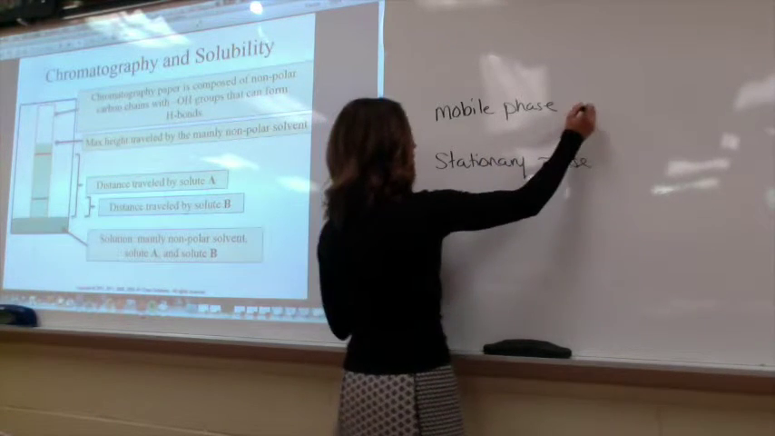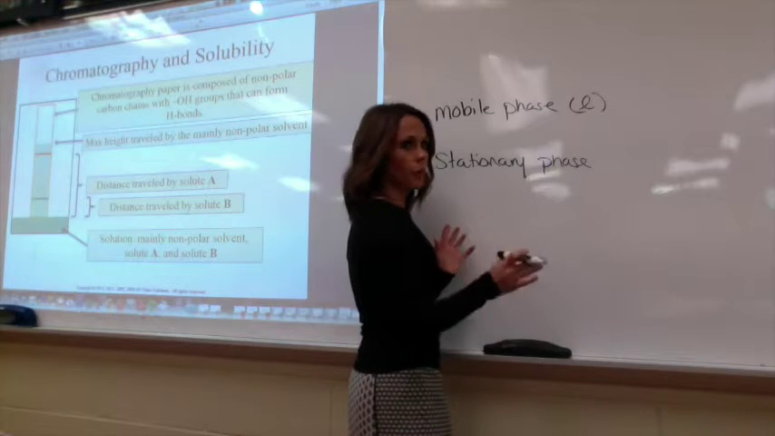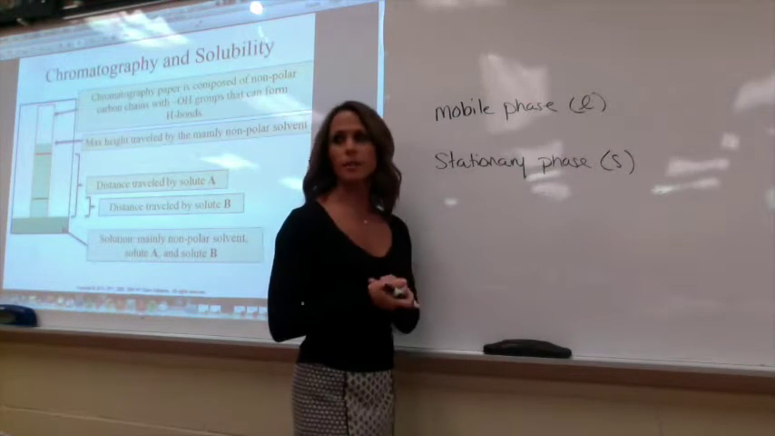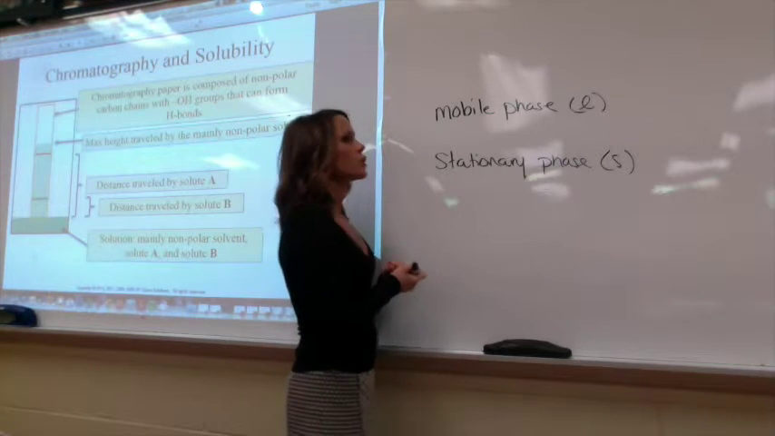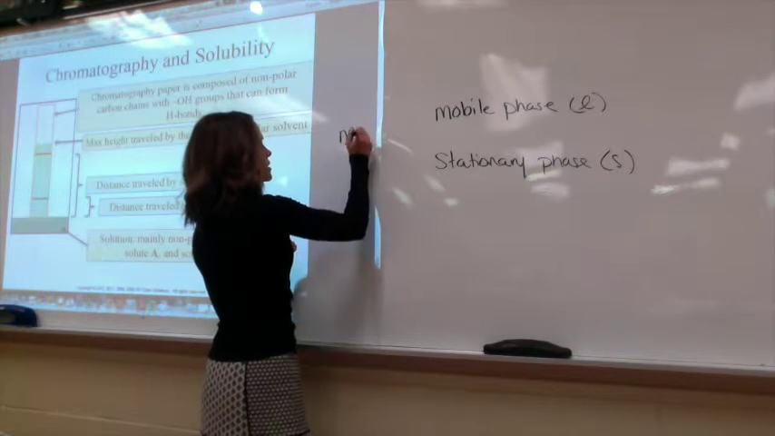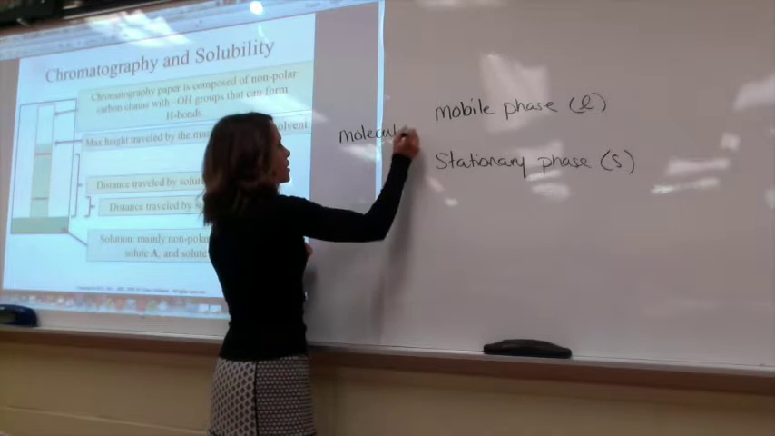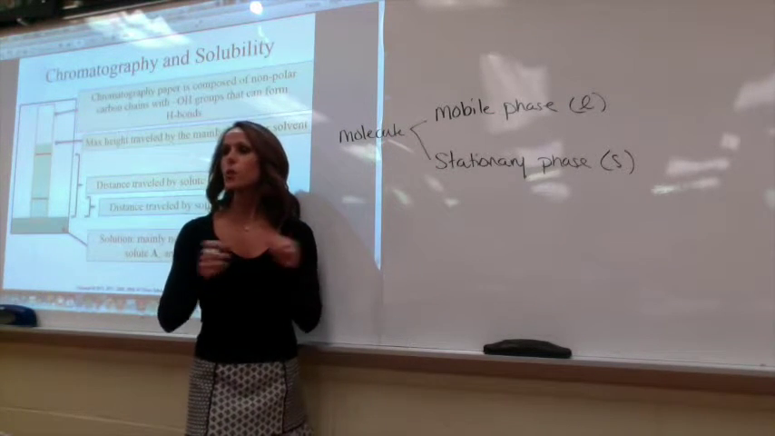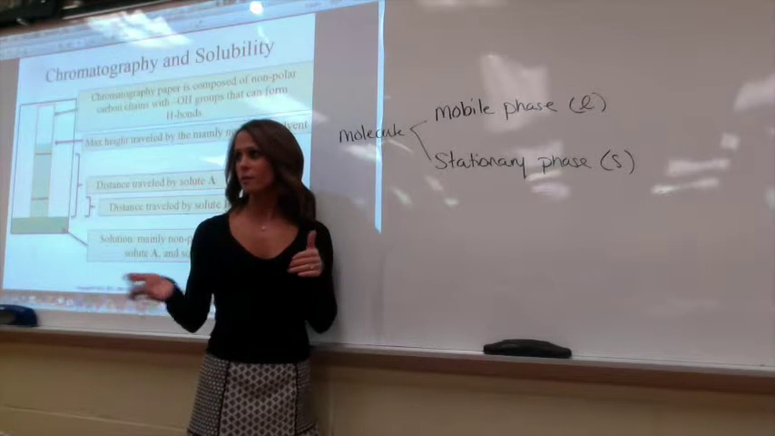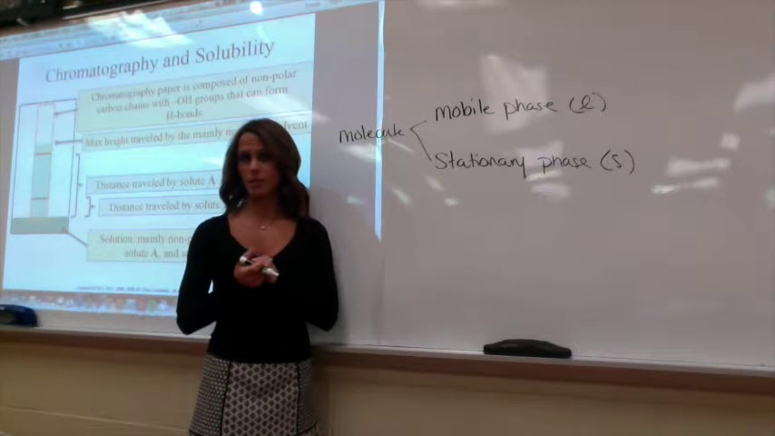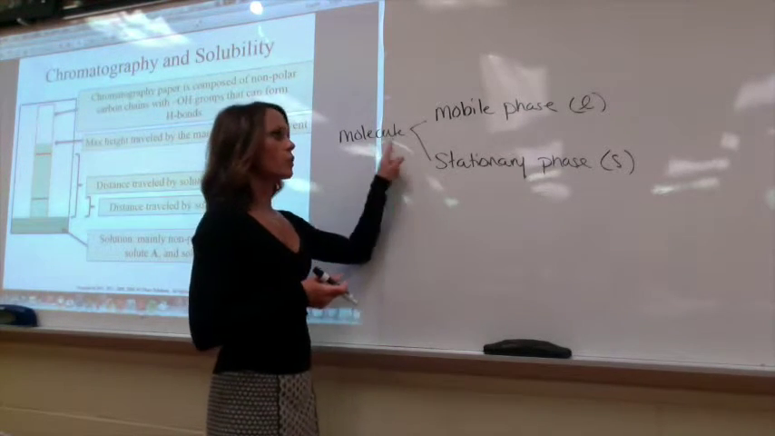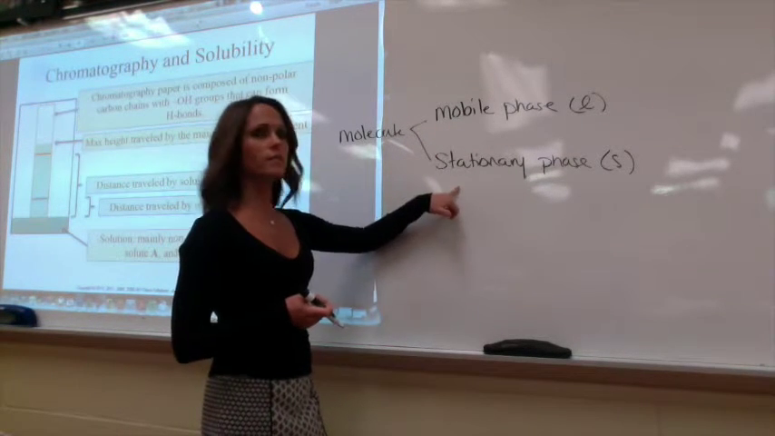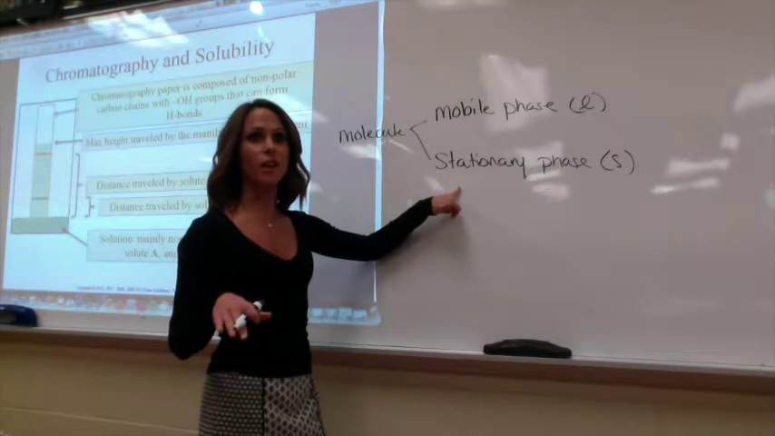So your mobile phase is always going to be your liquid phase that's going through, or the solution that's going through, and the stationary phase is typically a solid. Your molecule will interact with one of those based on like dissolves like. It's going to choose one over the other because they're always going to be two different substances. So if your molecule likes the mobile phase, it's going to travel with that quickly. If your molecule likes the stationary phase, it's going to stay in that more often.